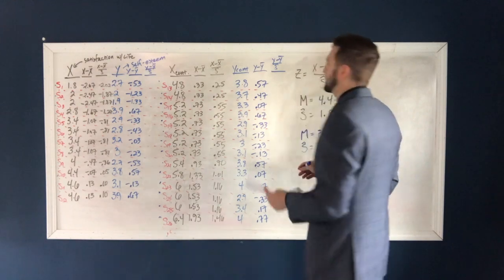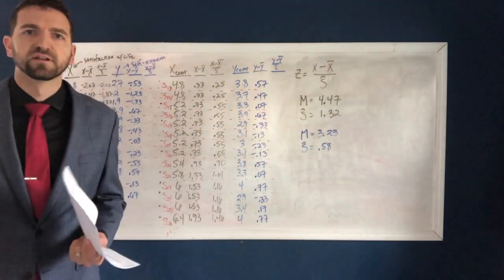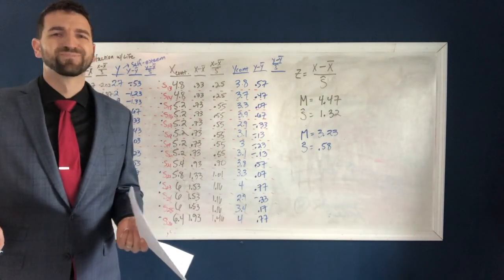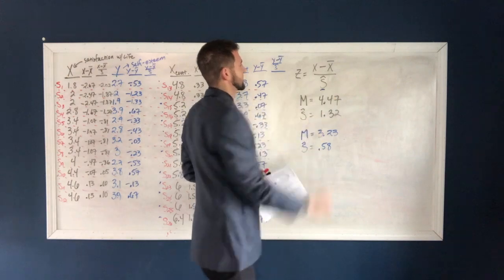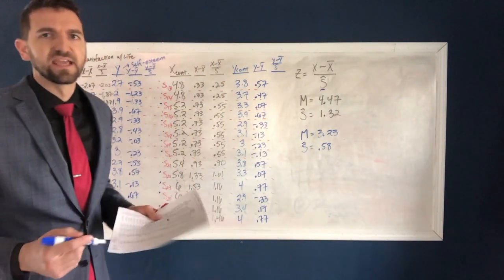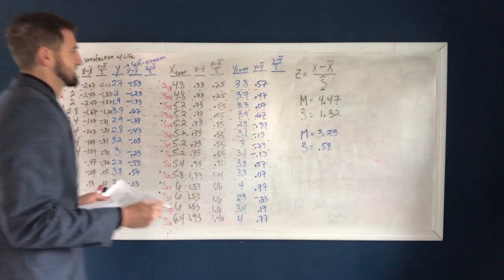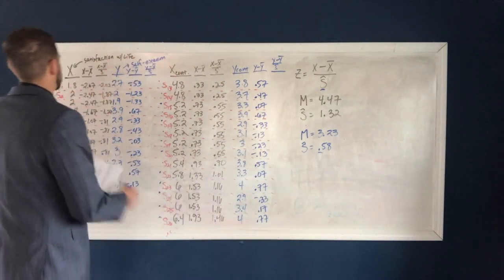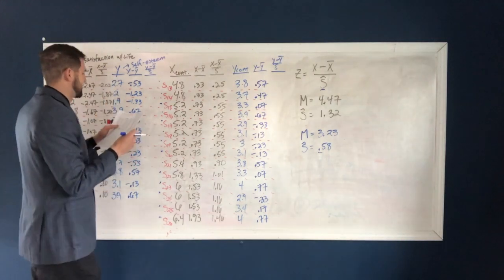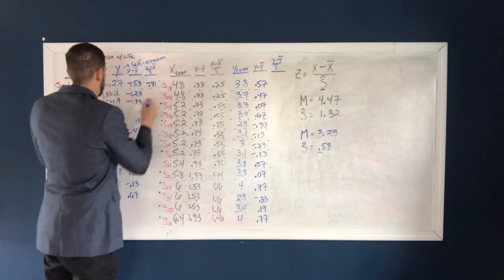Okay, great. So again, we calculated the deviation scores for the self-esteem distribution. So now, according to the z-score equation, we need to go ahead and divide by the standard deviation in order to get our z-scores. So let's go ahead and do that. The standard deviation is 0.58. So negative 0.53 divided by 0.58 is negative 0.91.